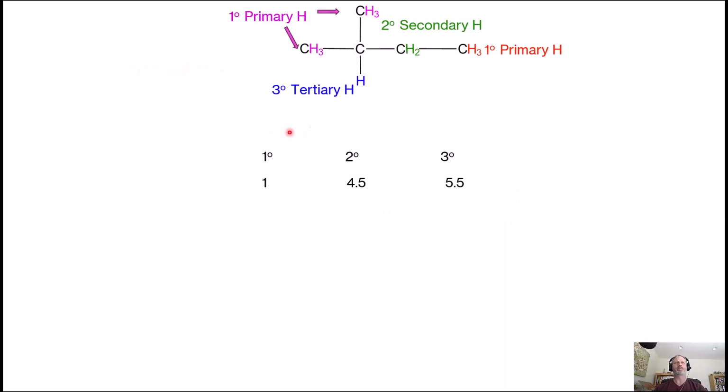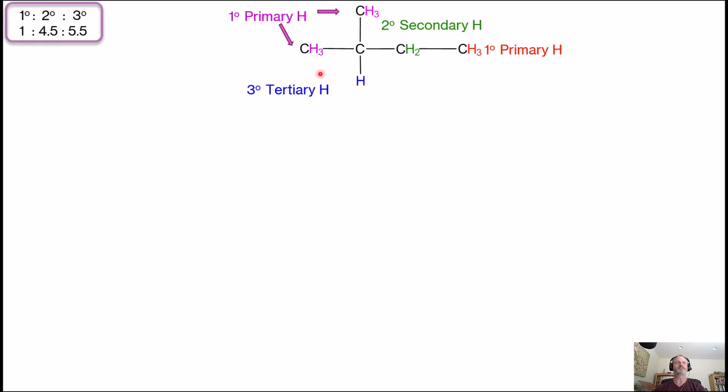Now, if you remember from our class, we saw that there was a different reactivity at a primary position versus a secondary versus a tertiary position. This is something that can be determined experimentally, and the ratio is roughly 1 to 4.5 to 5.5. So let's take a look at these 4 positions individually and see if we can calculate what the product ratio will be for this reaction.